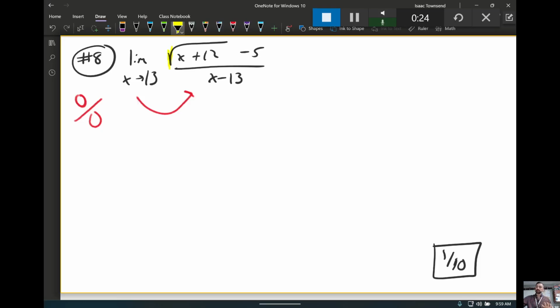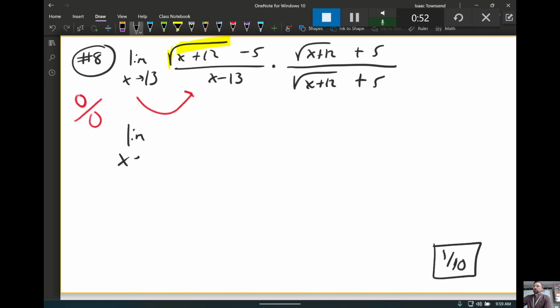Because this one has a square root in it, this is probably, and I don't really know for sure until I try it, a conjugate question. So I'm going to multiply the top and the bottom by the conjugate of the numerator. Square root of x plus 12 minus 5 becomes square root of x plus 12 plus 5. You only change the middle sign. Don't change more than that.